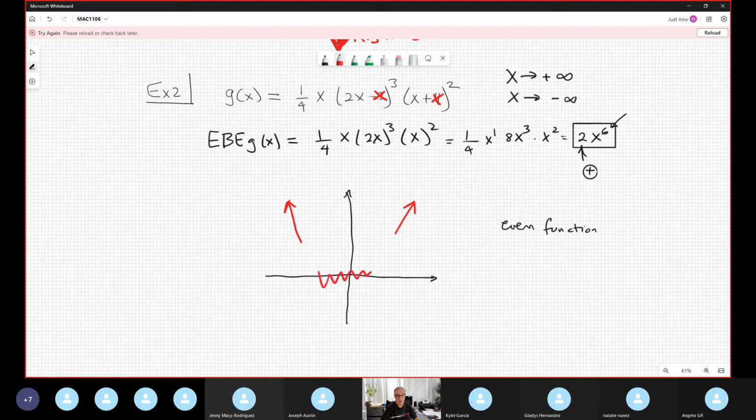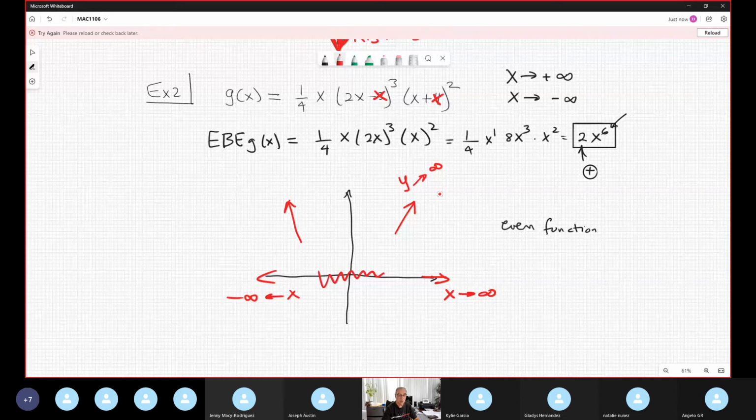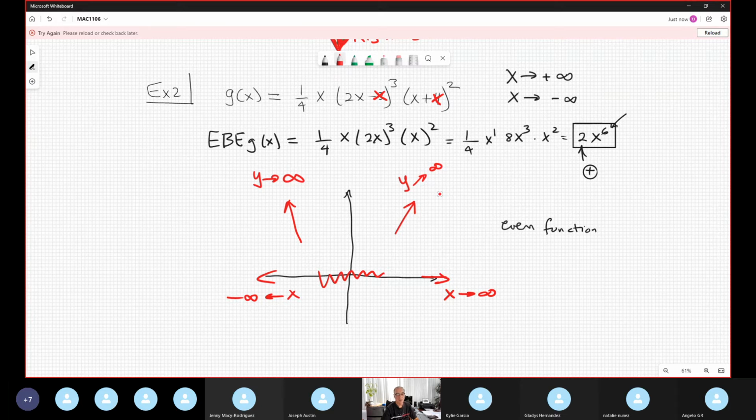I don't know exactly what happened in the middle, but the end behavior, one more time, I explain, is when x approaches infinity, y approaches positive infinity. And when x approaches negative infinity, in that direction, y approaches positive infinity in that direction. Go up is right up and left up.